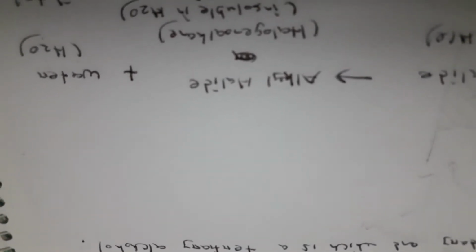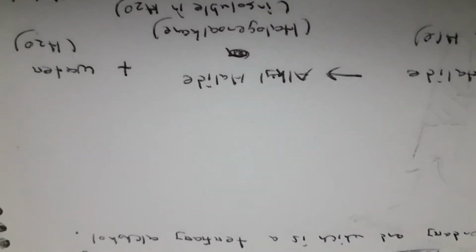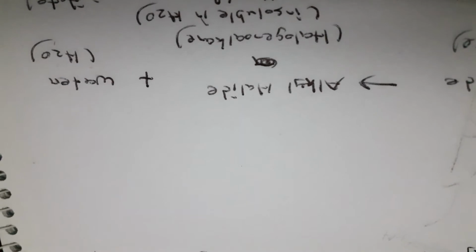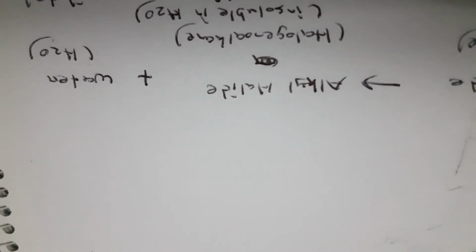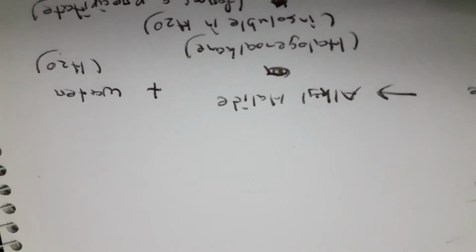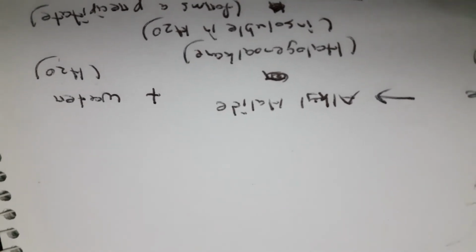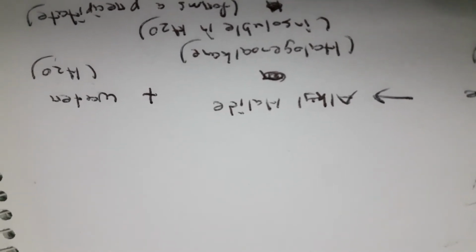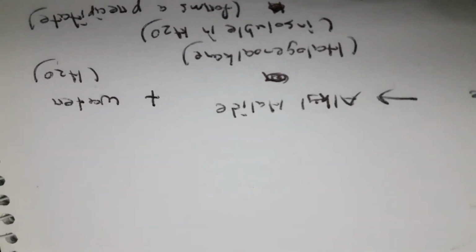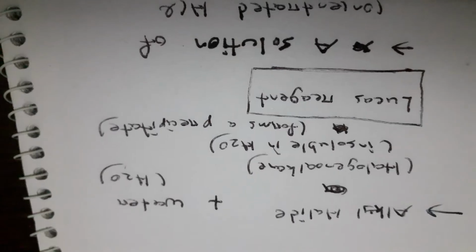Now, halogen alkanes or alkyl halides are insoluble in water. They are insoluble in water because of their inability to form hydrogen bonds with water molecules, and therefore in the reaction mixture we will see a precipitate of the halogen alkane. How long it takes for the precipitate to form is the main observation of this test.